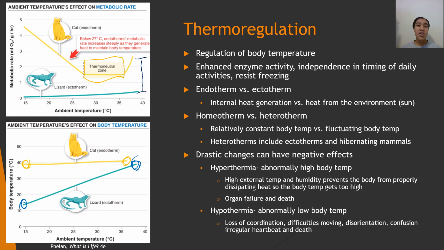There are drastic impacts on your body's function if your body temperature gets outside of that optimum range. If your body temperature gets too high, we call that hyperthermia. And hyperthermia can result in organ failure and death. So it's very, very serious.